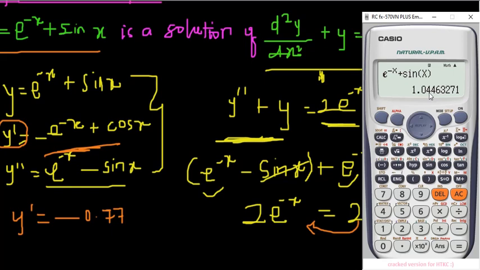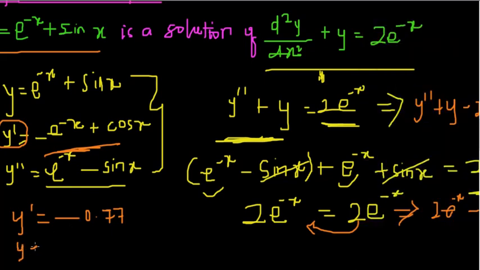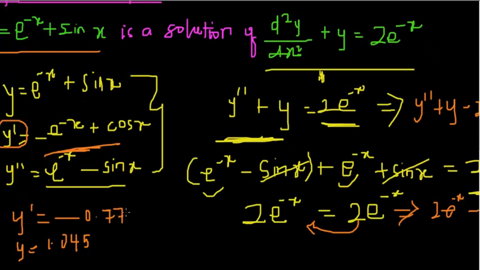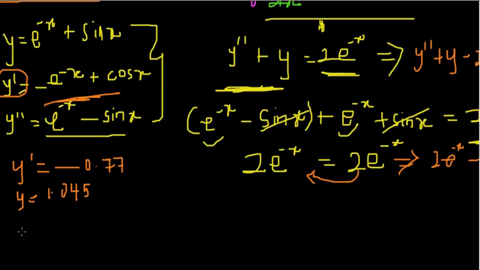So 1.045. Our y is equal to our value, that's 1.045. In short, this is what I'm trying to do. This is our expression, so we are just representing this expression with values.